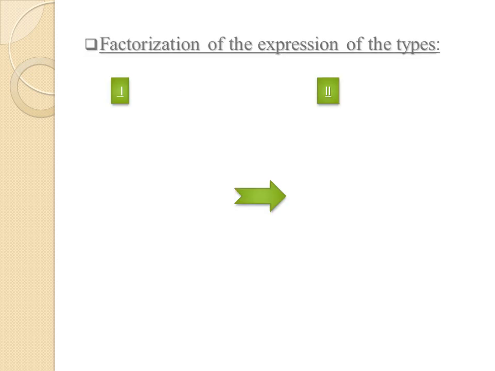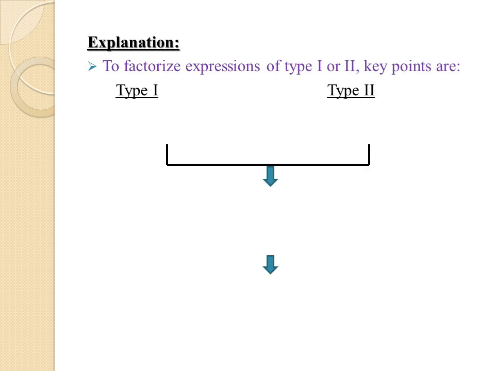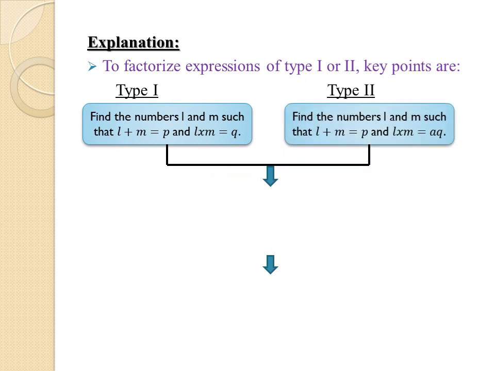The next discussion is about factorization of the expressions of the following two types. The first one is x square plus px plus q, while the second one is ax square plus px plus q. In order to solve these types, the key points are as follows. For type 1, find the numbers l and m such that their sum is p and product is q. For type 2, find the numbers l and m such that their sum is p but the product is aq.